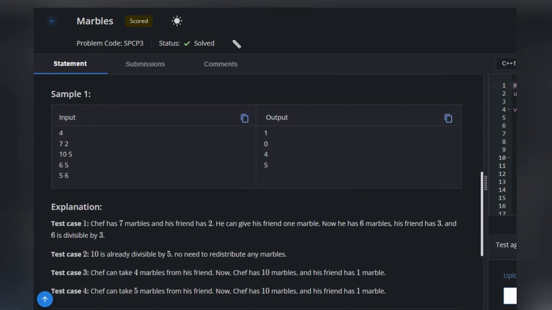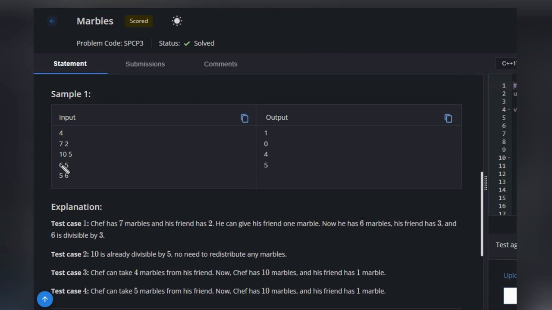So let's see the first case, 7 and 2. If you transfer one marble from here to here, then the result will be 6 and 3. So 6 is divisible by 3, that means the answer will be 1. Or what we can do is transfer from here to here, so that will become 8 and 1. That is also divisible, so the answer will be 1 here. But in both cases, we need to take the minimum, right? We can do anything. So let's see some good examples.